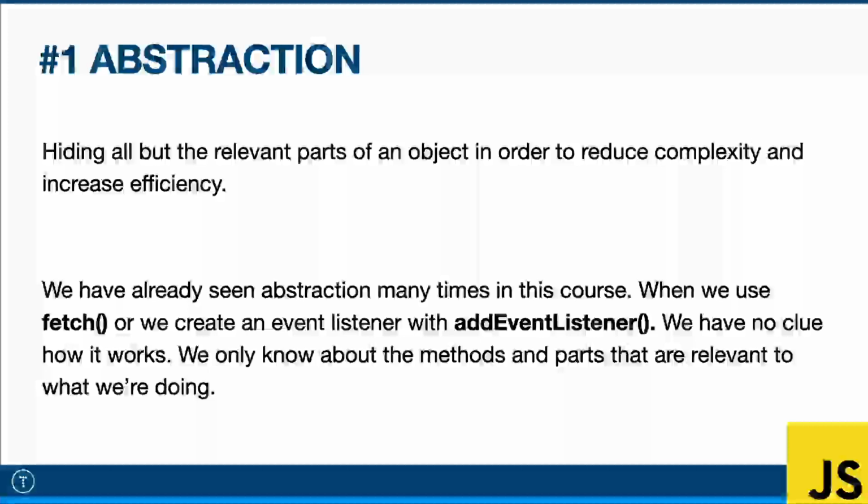It also reduces the impact of change. So if we have, let's say, a user class and we want to add a new property to it or a new method, we don't have to change the code everywhere where we instantiated a new user. We just have to add the property to the class and it will automatically be available to all user objects. All right, so that's abstraction.